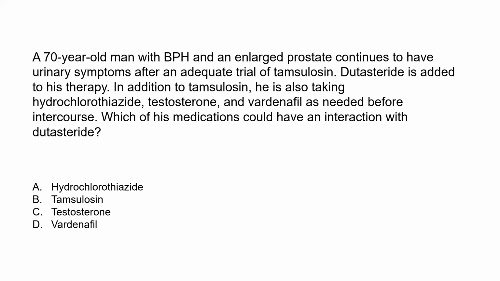What is the mechanism of action? It inhibits that enzyme. Remember, 5-alpha reductase that converts testosterone to dihydrotestosterone. So the one drug that could interfere with that would be testosterone, because that guy is taking it, and it could be a problem with dutasteride. The inhibition of 5-alpha reductase would not be enough. If you have an overload of testosterone, some of that could be converted to dihydrotestosterone, and that could create a problem with the BPH. So that's what I'm looking for.